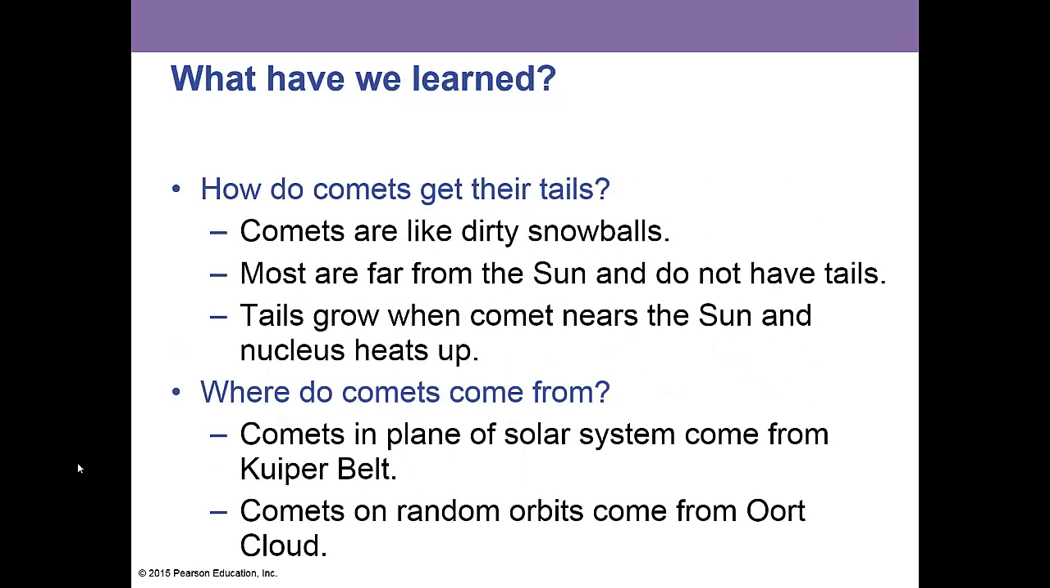How do comets get their tails? They're like dirty snowballs. Most are far from the sun and do not have tails, and the tails grow when the comet nears the sun and the nucleus heats up. Where do comets come from? The Kuiper Belt and the Oort cloud.